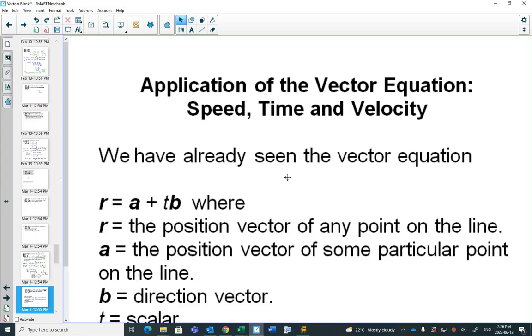Last topic, speed, time, and velocity with the vector equation. So in 3 dimensions, vectors can be very useful in this application. So what have we already seen with the vector equation of a line?